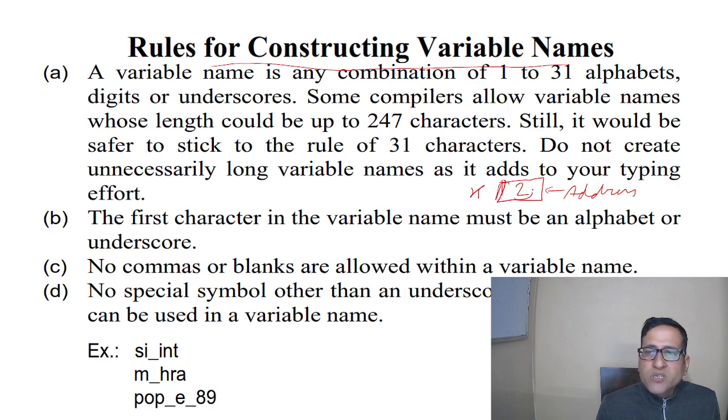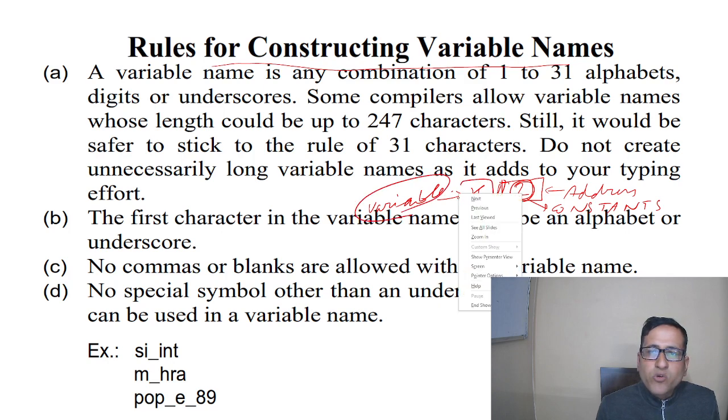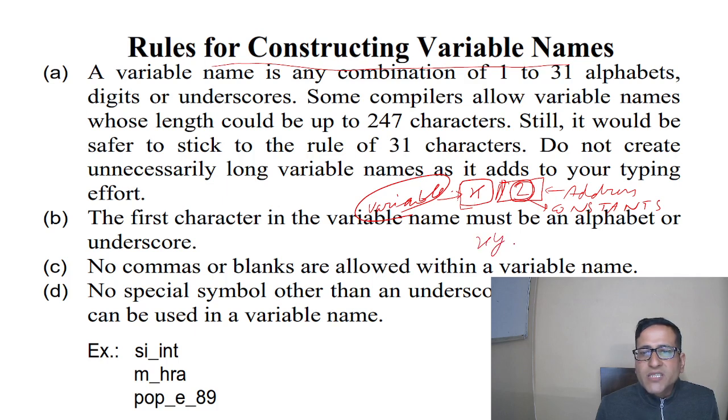Till now we have studied the constants. These are the constants, and this is a variable. Now we should know how we can put a name on this variable. Can we set it as x? Can we set it as xy, xyz, or something else? How do we name the address?